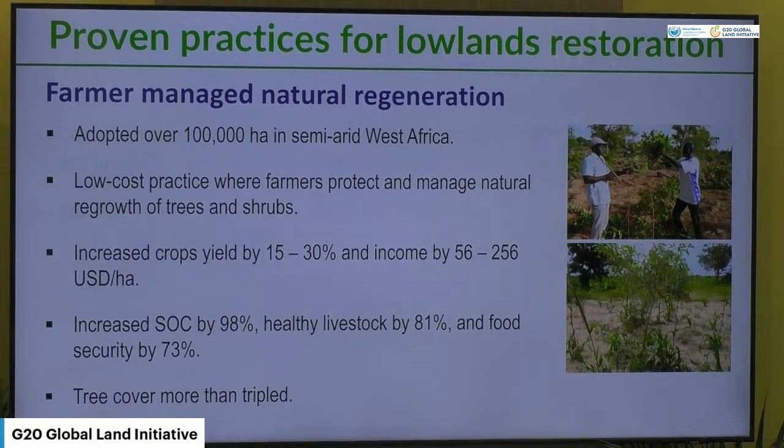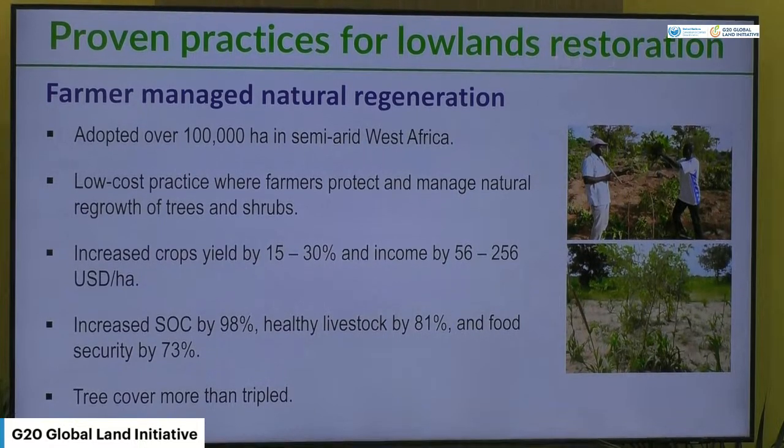Farmer-managed natural regeneration is also another innovation. It is now adopted by over 100,000 hectares, particularly in semi-arid West Africa. It's a local practice where farmers protect and manage natural regrowth of trees and shrubs.